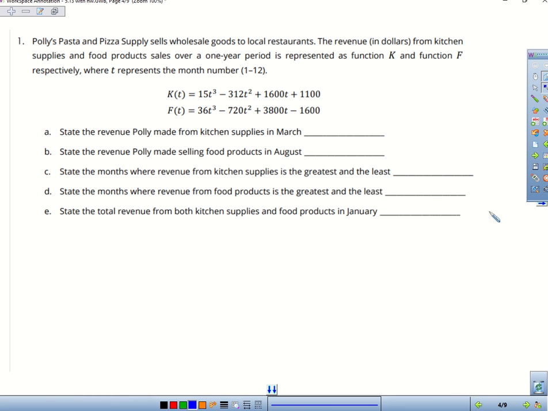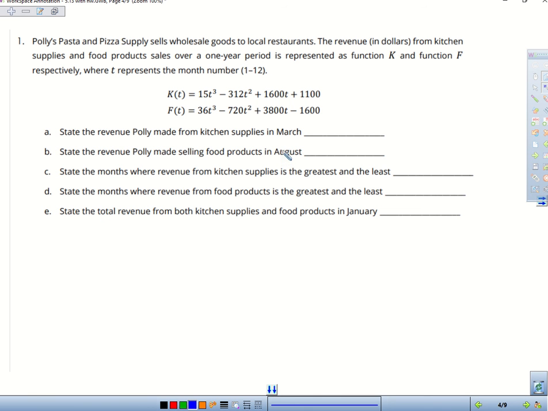So it says Polly's Pasta and Pizza Supply sells wholesale goods to local restaurants. The revenue in dollars from the kitchen supplies and food product sales over a 1-year period is represented as the function K and function F, respectively, where T represents the month number. So when they say T represents the month number, when I plug in 1, I'm referring to what month? January. Good. So yeah, January, then February, then March. You get the idea between what the letters represent with the months. So they say state the revenue that Polly made from kitchen supplies in March.